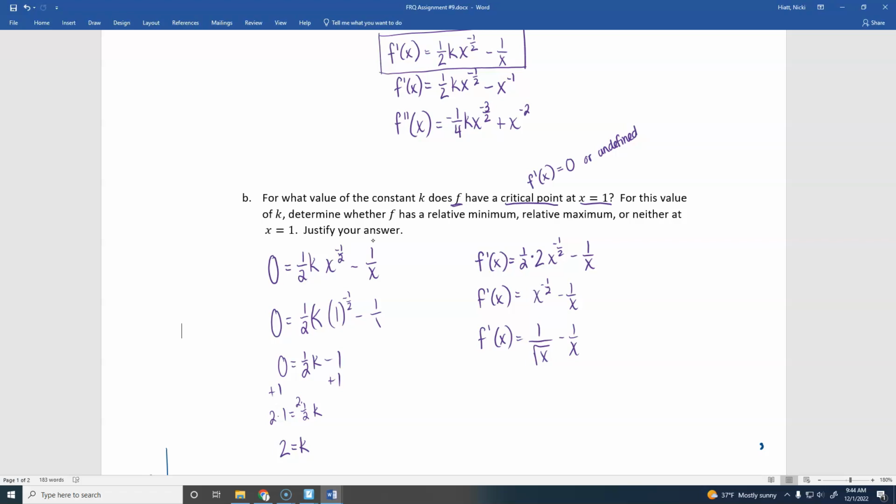So it'll be easier to do if you have common denominators here. So if you multiply this by square root of x on top and bottom, you'll get square root of x minus 1 over x. So in the top, square root of x minus 1 equals 0. That's just going to be x equals 1 when you solve it. And in the bottom, you'll get x equals 0.